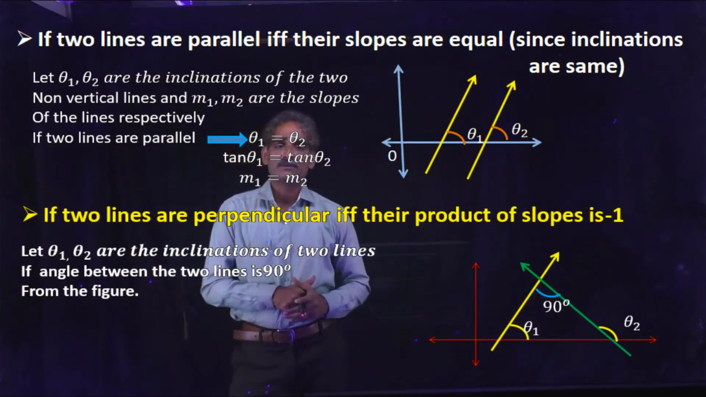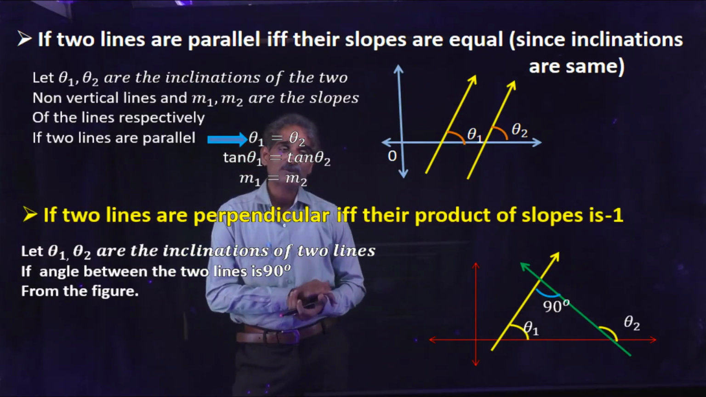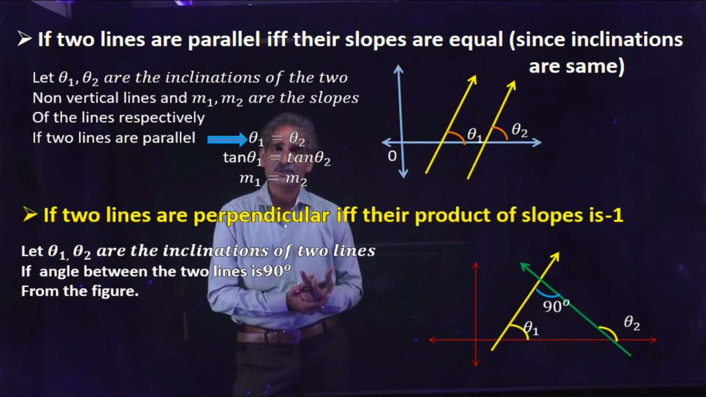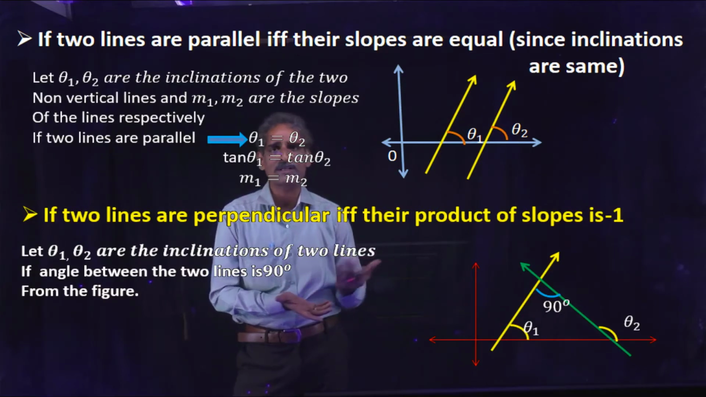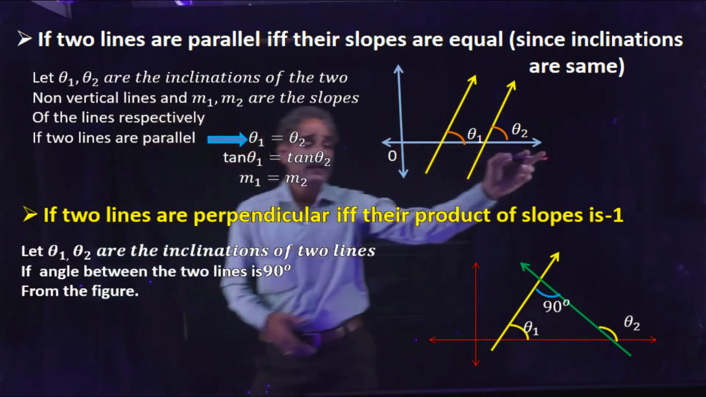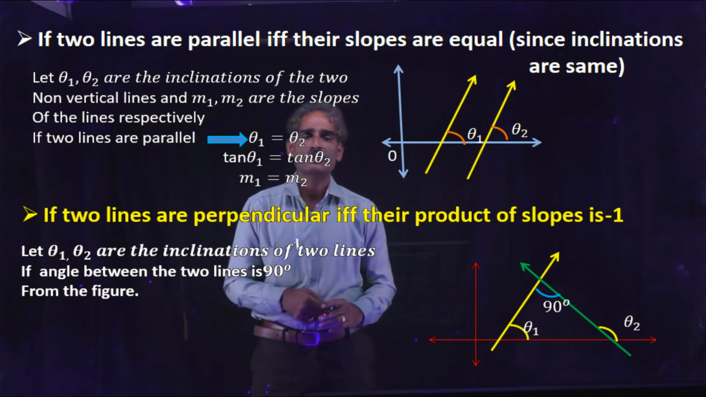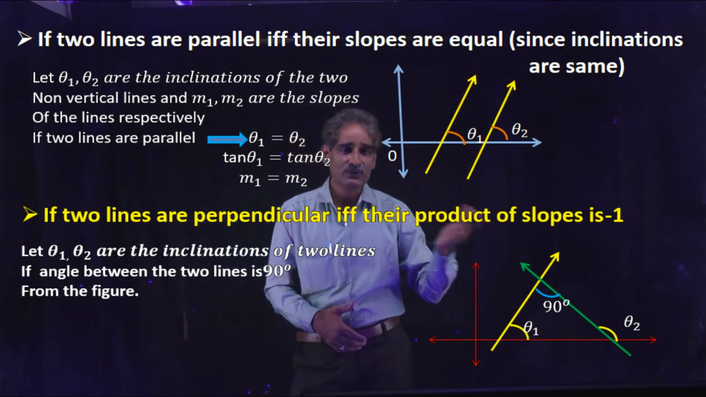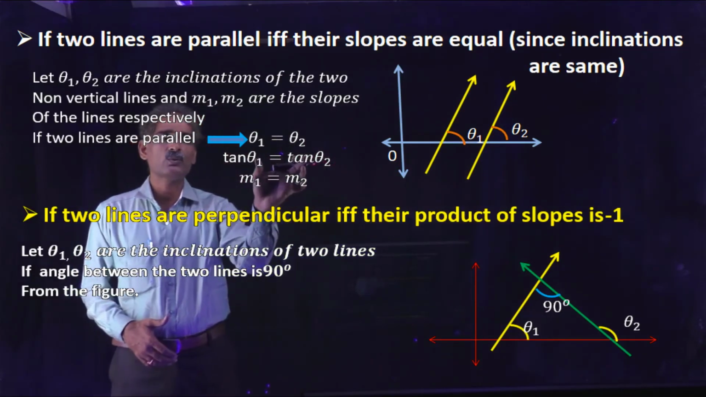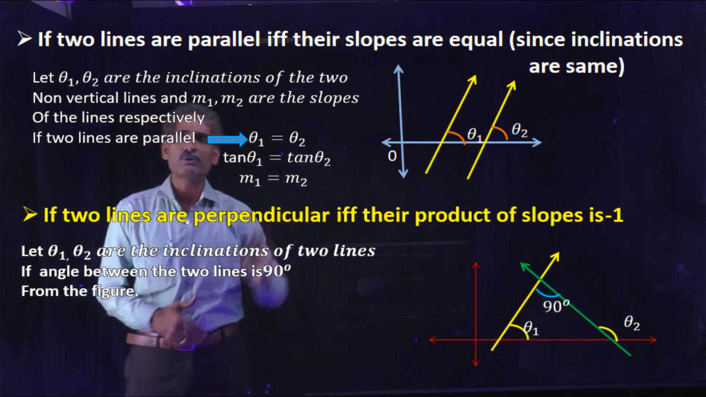So observe that two lines are parallel if and only if their slopes are equal. Since for parallel lines inclinations are same, if we know the inclinations, by applying the tan we can find out the slopes. Here these two lines are parallel lines. Let us consider the inclination of these two lines are theta 1 and theta 2. For their slopes you have to apply tan. So for parallel lines, theta 1 is equal to theta 2. Just apply tan on both sides. Tan theta 1 equal tan theta 2.